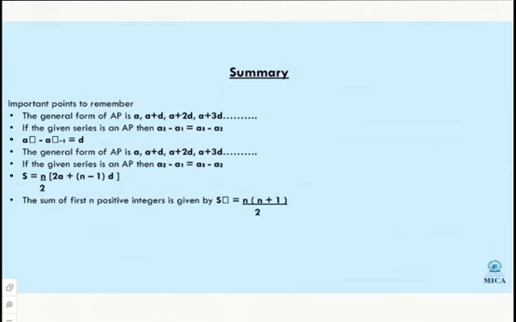Summary. Important points to remember. The general form of an AP is a, a plus d, a plus 2d and a plus 3d. If the given series is an AP, then a2 minus a1 must be equal to a3 minus a2. To find the common difference, we put the formula an minus a(n minus 1) is equal to d.